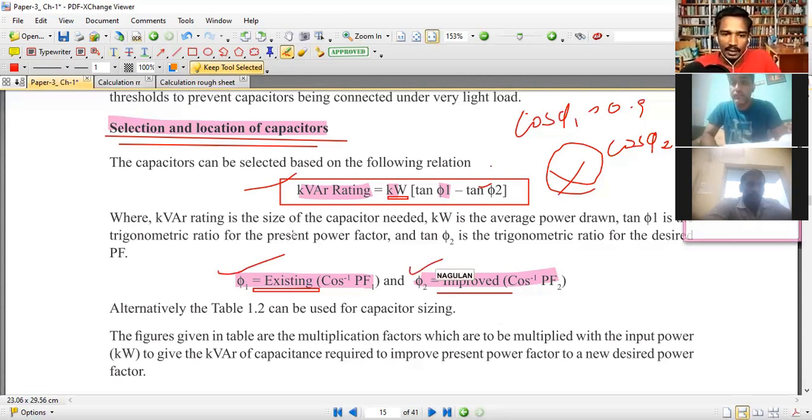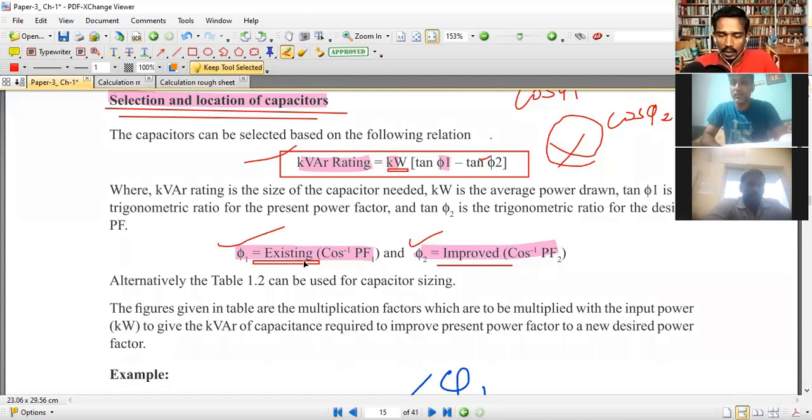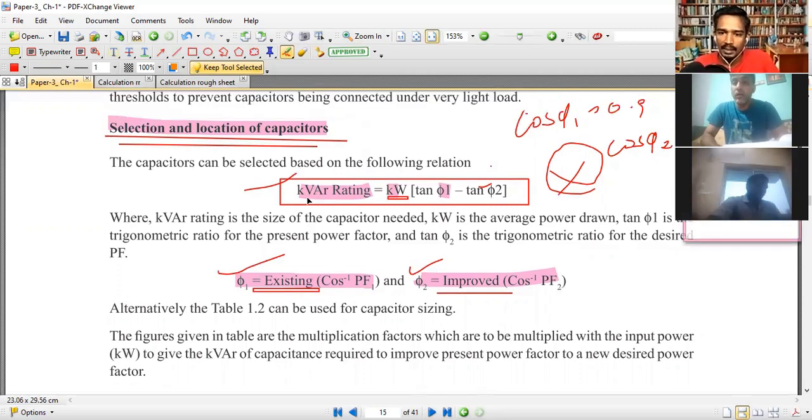Ganguly, you have the calculator, right? A scientific calculator? Yes, sir. Okay, you know how to calculate this. In the calculation section we will clearly explain how to calculate everything. I will explain. This is the basic formula, you have to write it in your notes: kVAR rating equals kilowatt times tan phi 1 minus tan phi 2.